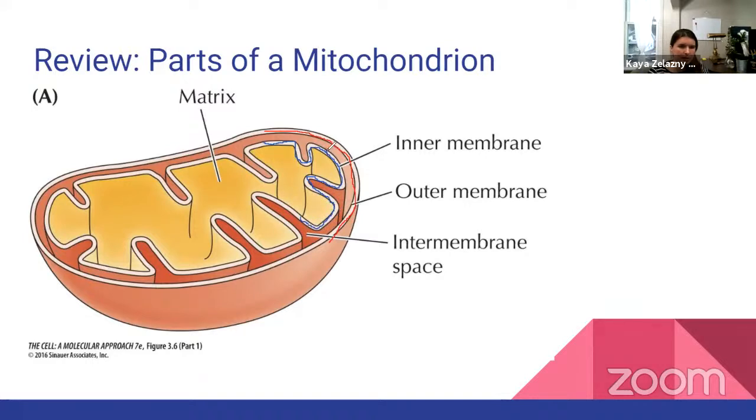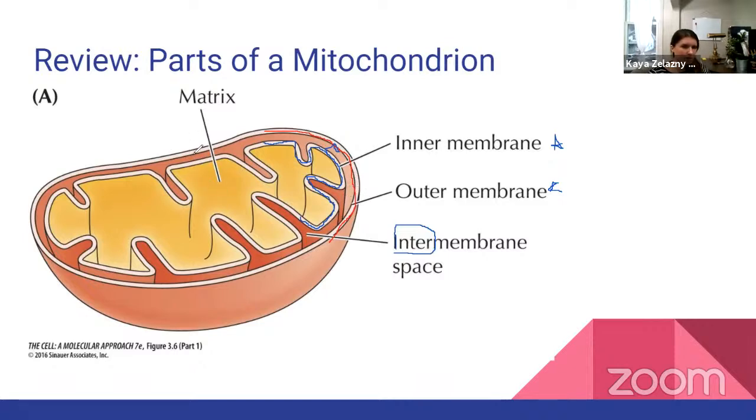And there's a space between them. This space between the inner and outer membrane is called the intermembrane space. So inter, like between, membrane between these two membranes, and it's a space. So this is a space that's going to be really important as we think about the electron transport chain and ATP synthesis here in this final step.